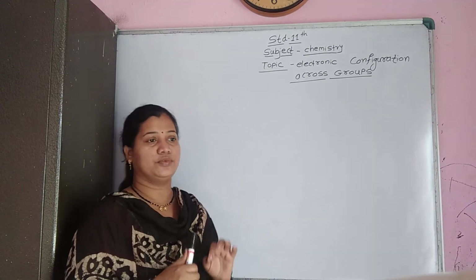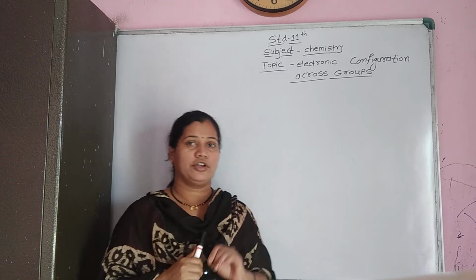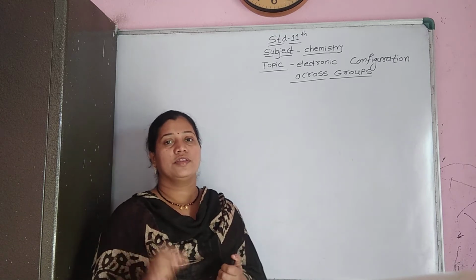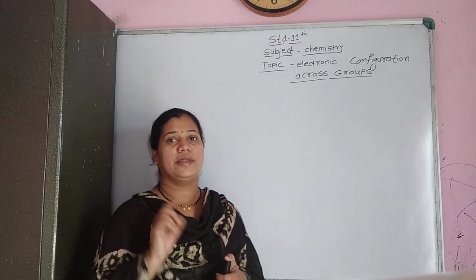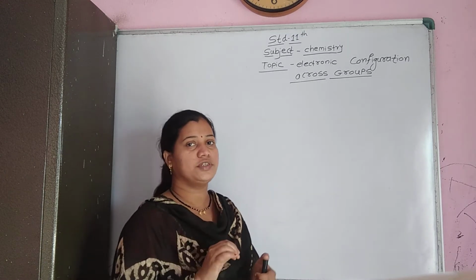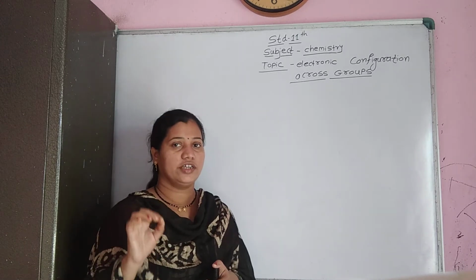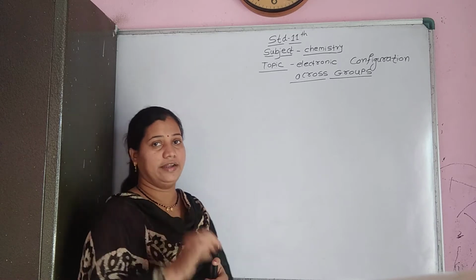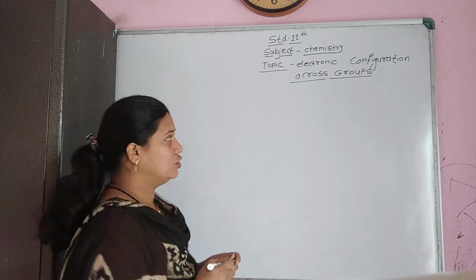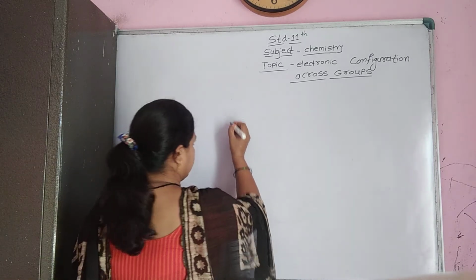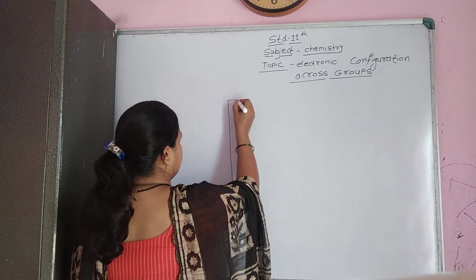We studied earlier the structure of the modern periodic table, and we learned that the modern periodic table contains a total of 7 periods and 18 groups. Periods are numbered from 1 to 7 and groups are numbered from 1 to 18. So yesterday we learned the electronic configuration across the period, and today we are going to learn the electronic configuration across the groups. Firstly, we draw a sketch to clearly understand the electronic configuration across the groups.